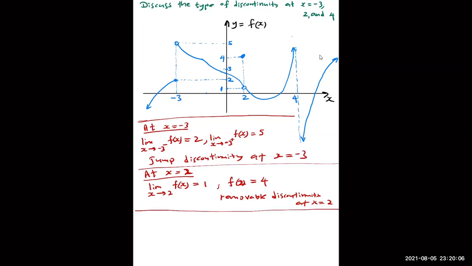All right. What about at point x equals 4? Clearly, you have an infinite discontinuity, right? Because the limit as x approaches 4 from the left-hand side of f of x is equal to infinity. So there's an infinite discontinuity at x equals 4. All right, let's move on.